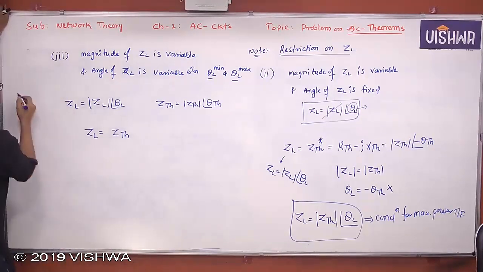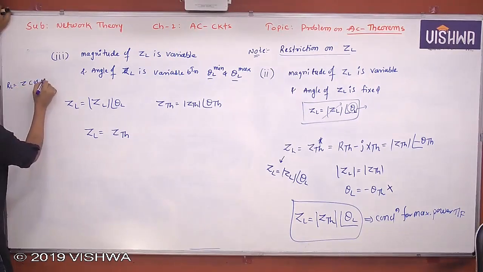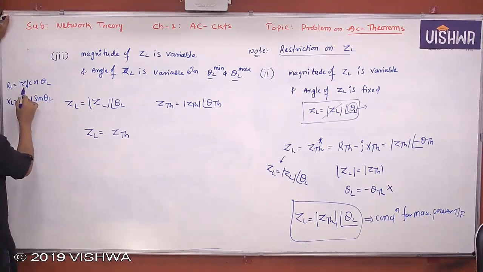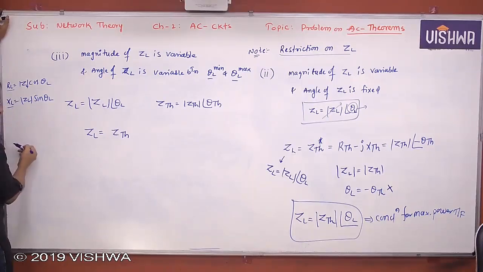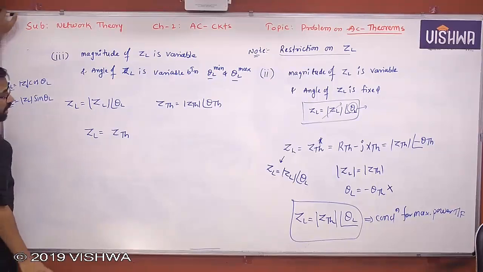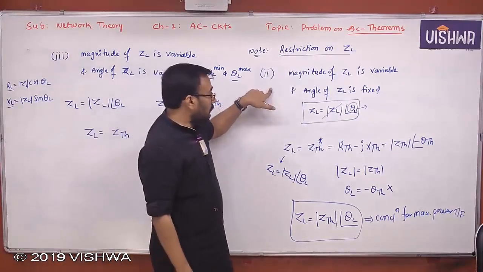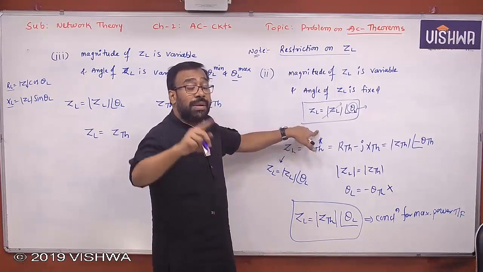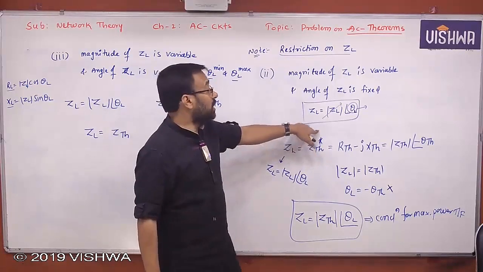But you know that RL is equal to |ZL| cos theta L, and XL is equal to |ZL| sin theta L. When the magnitude is changing, RL is changing and XL is also changing, though theta L is constant. When both theta L and |ZL| are varying, then definitely RL and XL will change. That is why, look at this, in case 2 I'm applying ZL is equal to ZTH conjugate. Why am I applying case 2? You may have a doubt, sir, the angle is constant.